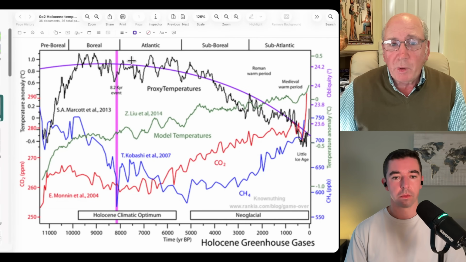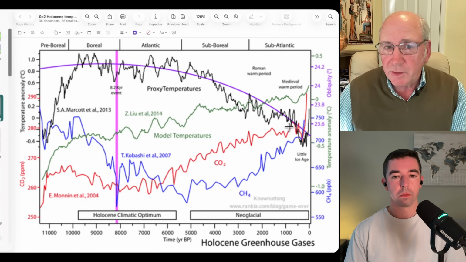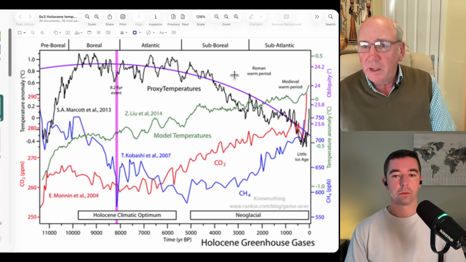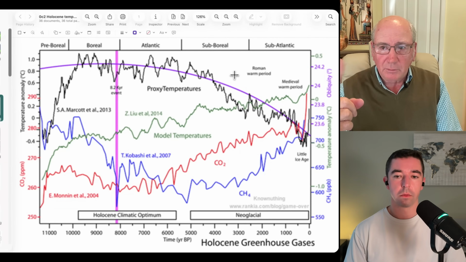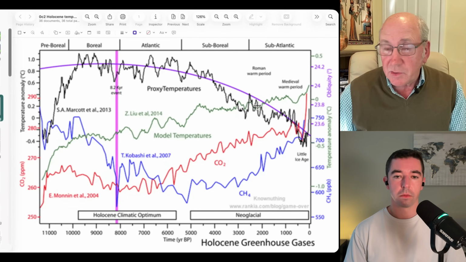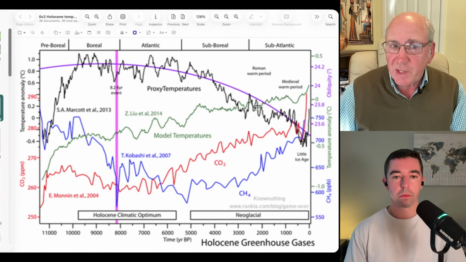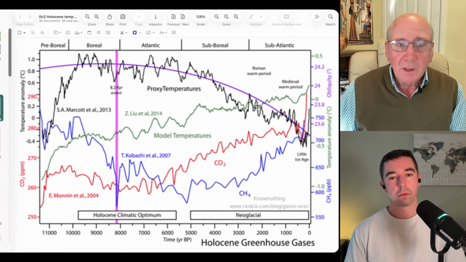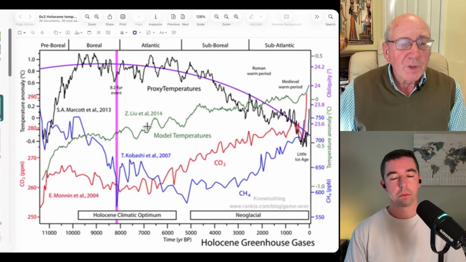They've drawn this purple line in because some people think that this decline in temperatures is due to the decline in obliquity, the Earth's leaning angle. And so the purple line is obliquity. They've drawn that in because they think that that is reducing our temperature at present, reducing obliquity, the leaning angle of the Earth.